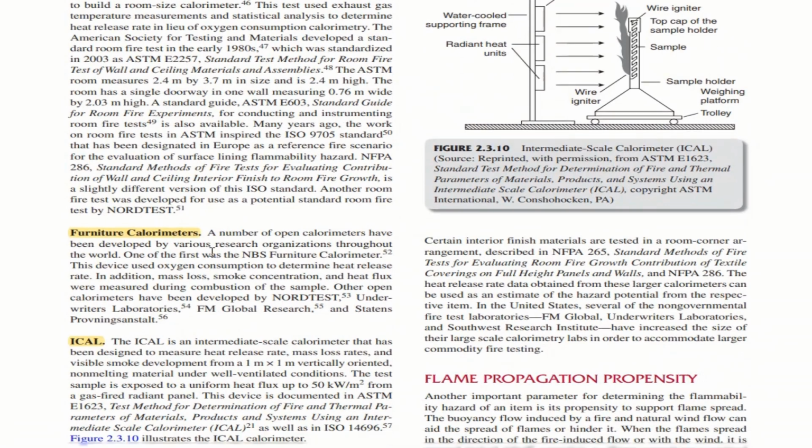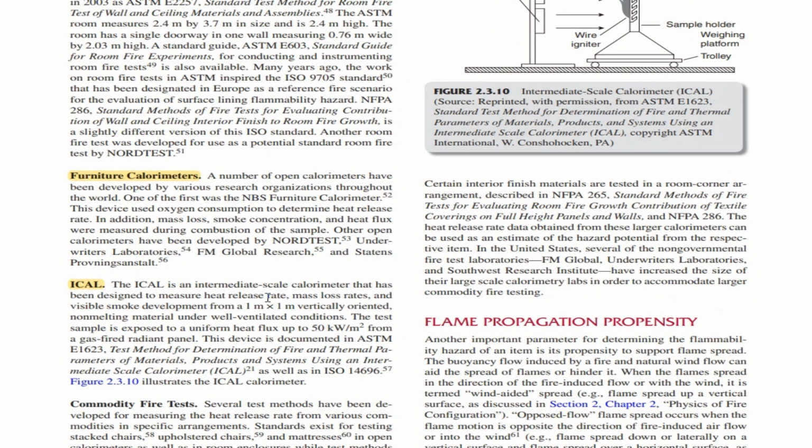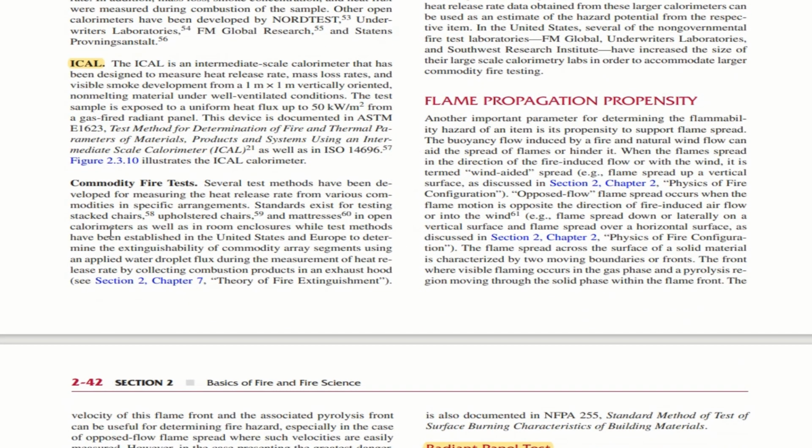You have furniture calorimeters, ICAL. The ICAL is an intermediate scale calorimeter that has been designed to measure heat release rate, mass loss rates, and visible smoke development from a 1 meter by 1 meter vertically oriented non-melting material under well ventilated conditions. Flame propagation propensity.